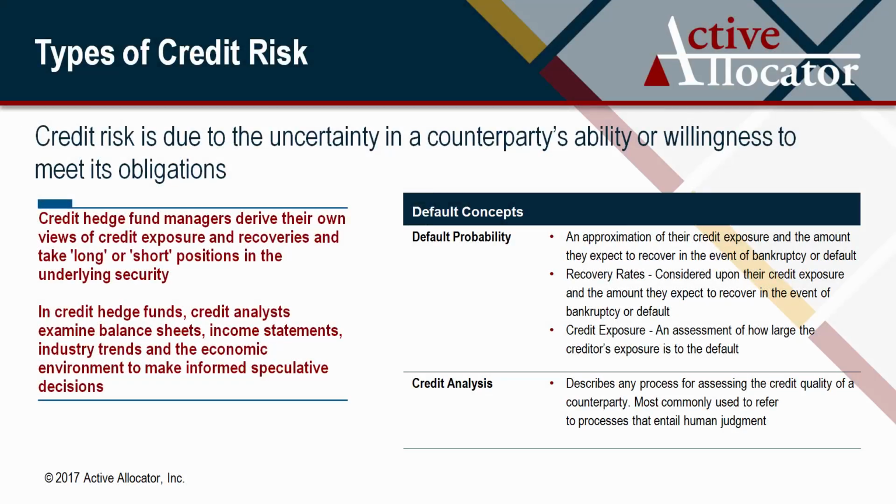Credit risk is very different from market risk. It comes from uncertainty about a counterparty's ability or willingness to meet its debt obligations. In assessing credit risk from a single counterparty, hedge funds almost always consider what they refer to as the default probability, their credit exposure, and the amount they expect to recover in the event of bankruptcy or default.